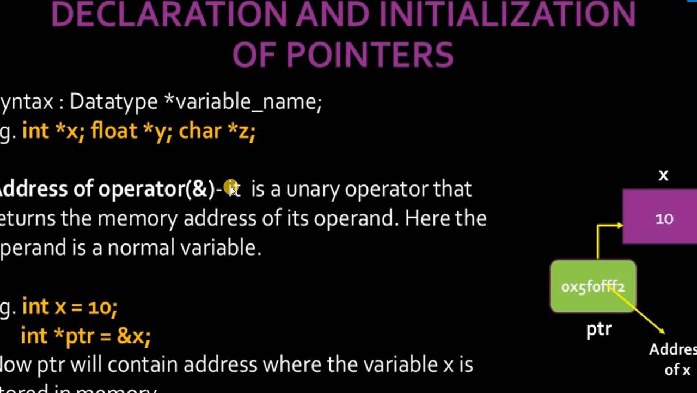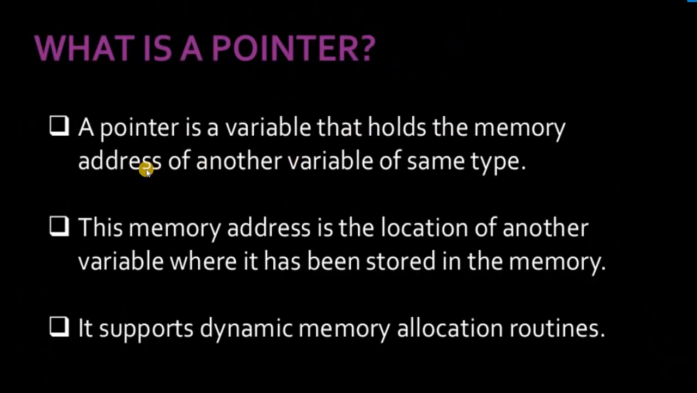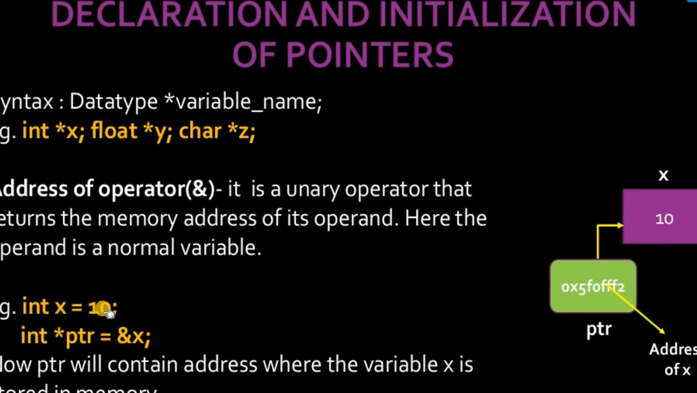A pointer, let's go back. Pointer is a variable that holds the memory address of another variable. So we have declared this variable. This is another variable. It's of the same type. So what a pointer can do is hold its memory address. So memory address के लिए क्या करते हैं हम? We use the ampersand sign which returns the memory address of its operand. So &x will return the memory address of x.